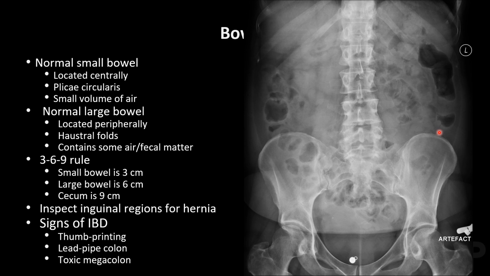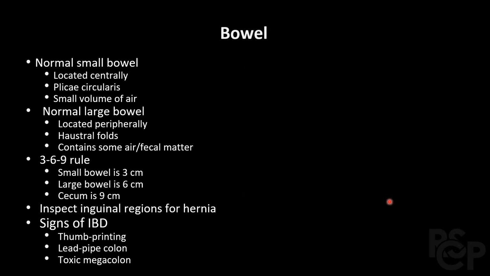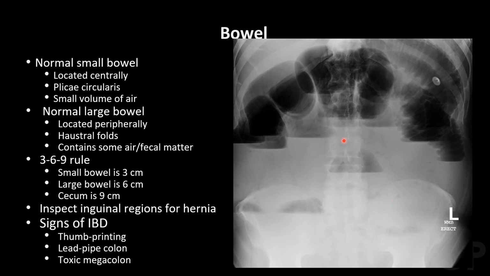There is a 3-6-9 rule with the X-ray, where small bowel is generally 3 centimeters, large bowel is 6 centimeters, and the cecum will be 9 centimeters. This is useful in recognizing any sort of obstruction or constriction going on. As you can see in this image, this is representing small bowel obstruction, so this is a little enlarged, and you can see here there are also air fluid levels. That is another piece of evidence for an obstruction.